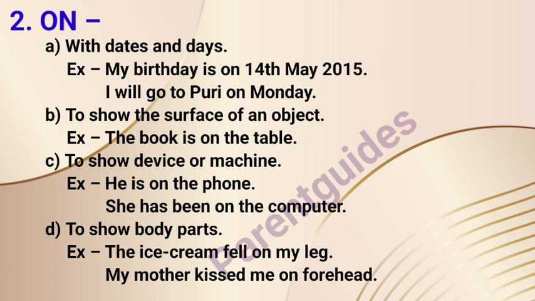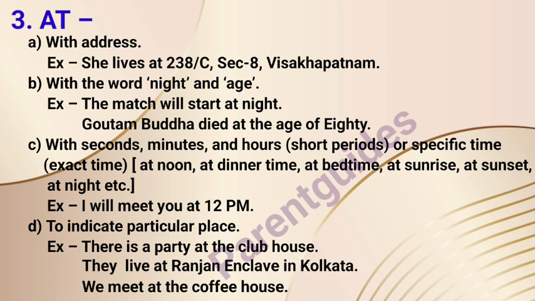D. To show body parts. Example, the ice cream fell on my leg. My mother kissed me on the forehead. 3. Preposition at. At is used A. With address. Example, she lives at 238C Sector 8 Visakhapatnam. B. With the word night and age. Example, the match will start at night. Gautam Buddha died at the age of 80.